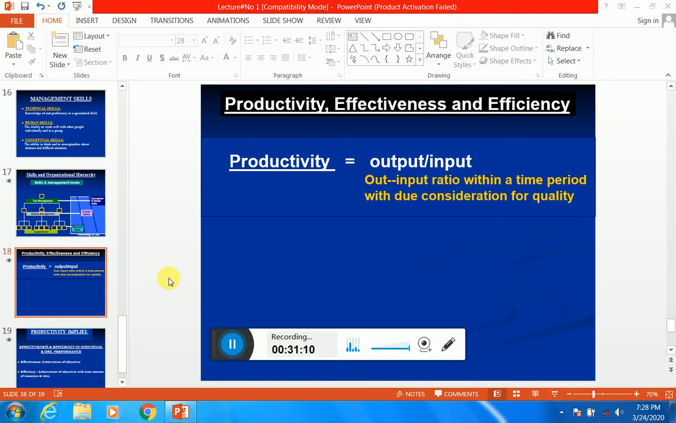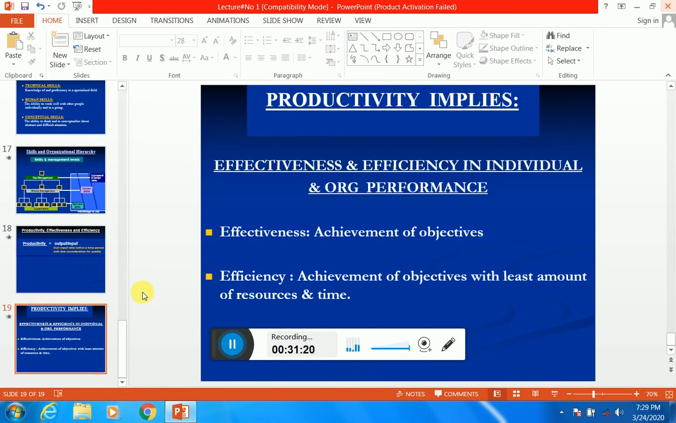Productivity can be individual, and it can be organizational as well. This was the end of the lecture. Already I have mentioned effectiveness and efficiency in detail. So that is the end of the lecture.